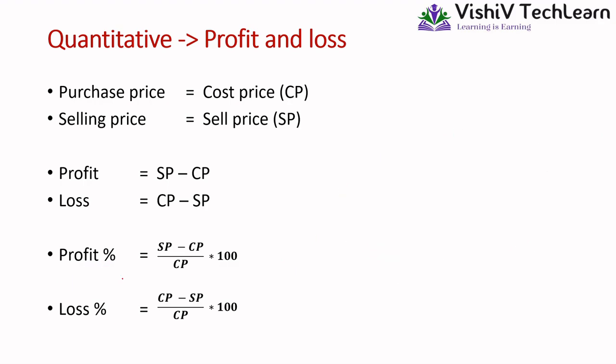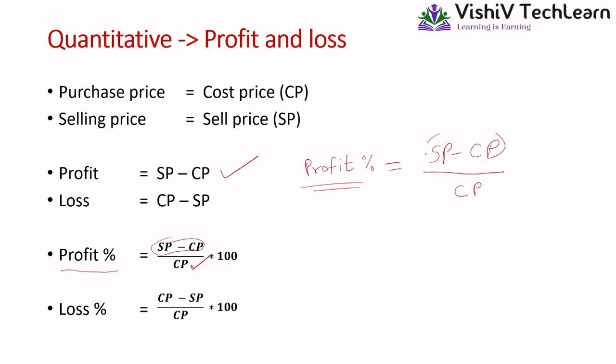Correct? Similarly, in case of profit percent, when we calculate profit percent, we have to compare profit with something. Profit is nothing but SP minus CP. We already have seen it here. This profit we have to compare in the denominator with something, and that something is CP. We will be comparing this profit with CP and multiplying by 100 because it is a percentage.